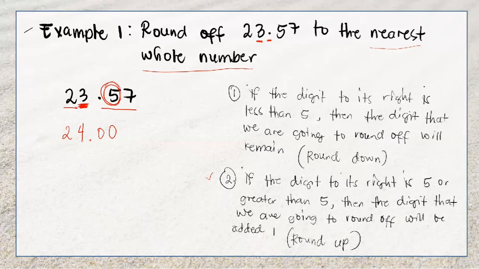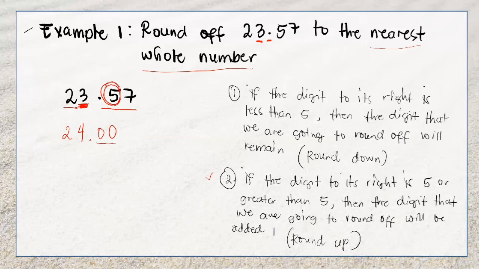Again, if our decimal number consists of 0 and the digit to its right is greater than 0, then we are not going to remove the 0. But if the decimal number consists of 0 and there is no digit to its right that is greater than 0, then we can remove it. Again, kapag yung ating 0 ay walang digit sa right niya na mas mataas sa 0, then pwede na nating i-remove si 0.